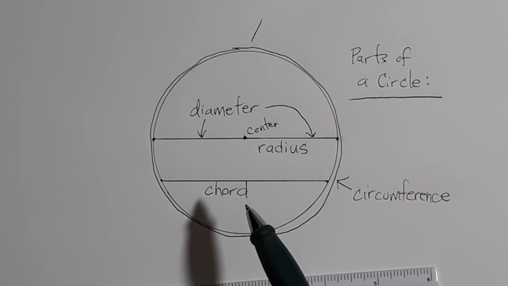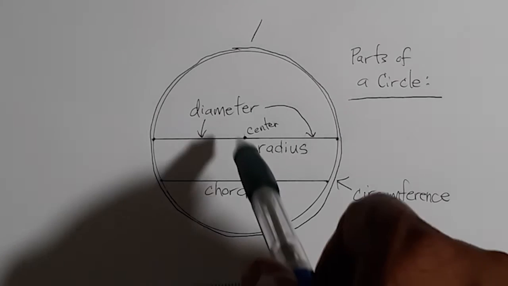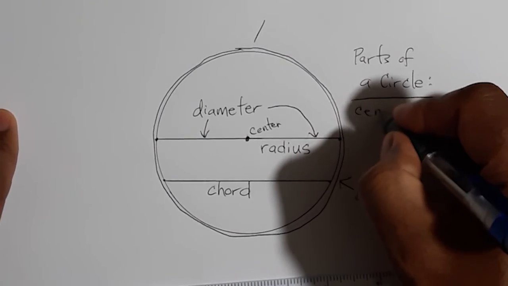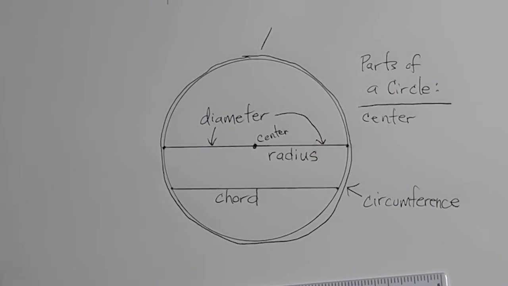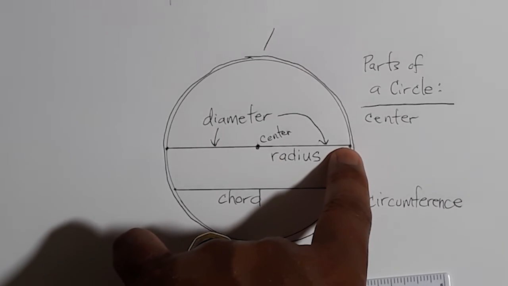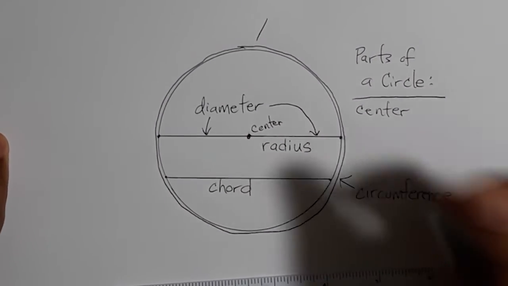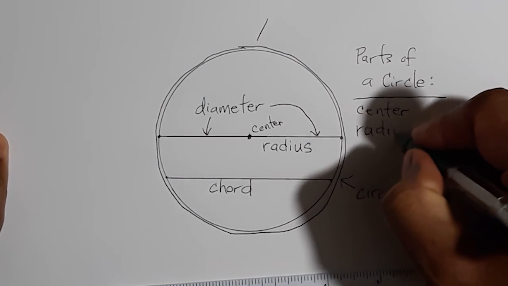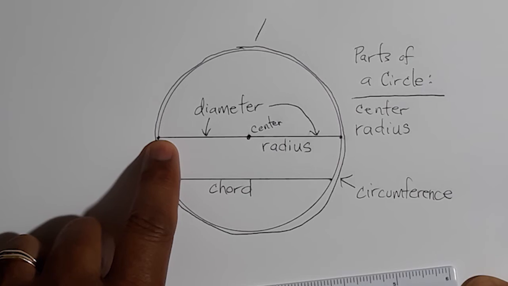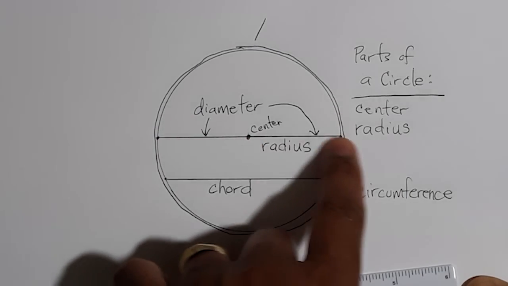So once again, let's go over these parts of the circle. We have the center, which is directly in the center of the circle. All right, that's the center. Then we discussed the radius. The radius is a line that is from the center point to the outside boundary of the circle. So the radius also is half the distance of the diameter. Now, the diameter is a line with two endpoints, as you can see here, that goes directly through the center of the circle. That is your diameter.